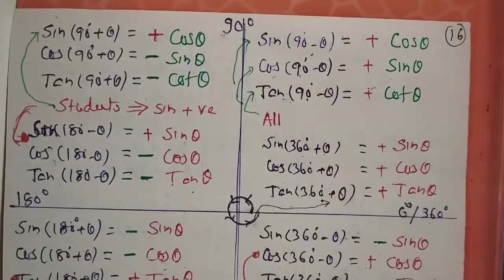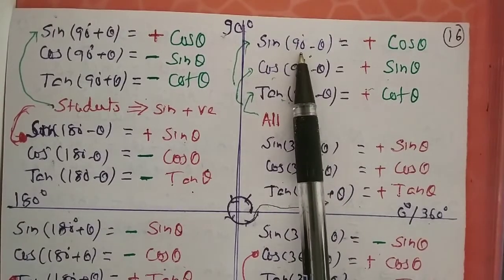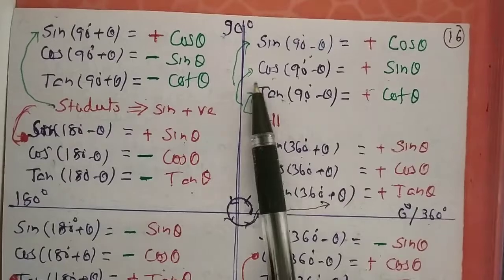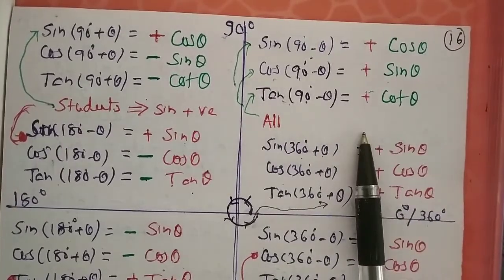Now you can learn here. Just see, this is the imaginary axis. 90 is the imaginary axis. So sine becomes cos, cos becomes sine, tan becomes cot. All are positive in this quadrant.